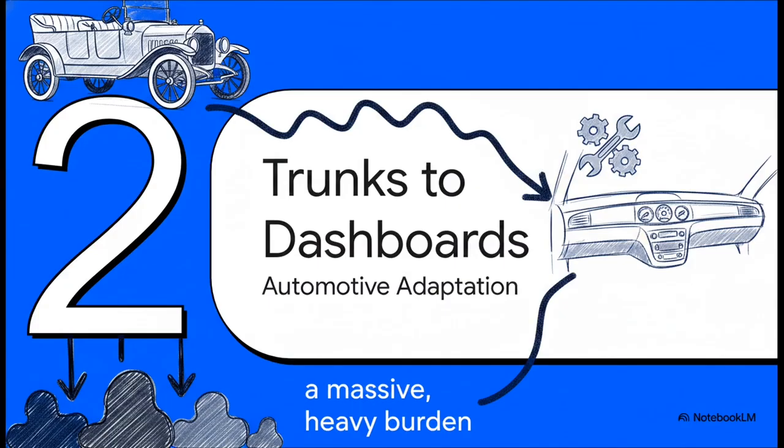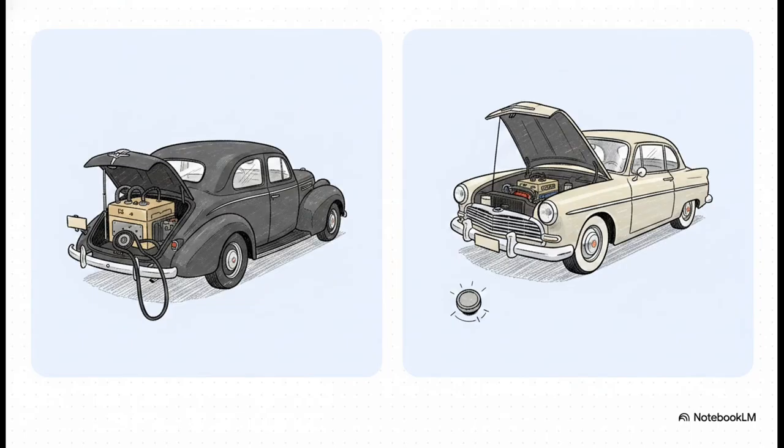Moving right along to Section 2, trunks to modern dashboards. Let's look at how this integrated into the automotive world, because initially, it was quite literally a massive burden. The sheer physical inconvenience of early automotive engineering is just wild to think about. That 1939 Packard 120, its factory-installed system took up almost half of your trunk space. And worse, there was no dashboard switch. So if you got too cold and wanted to turn the AC off, you couldn't just push a button.